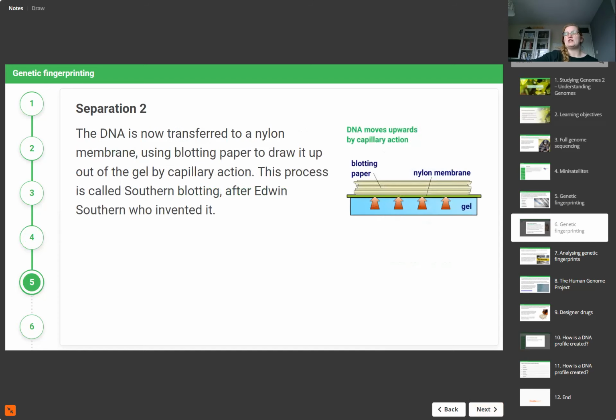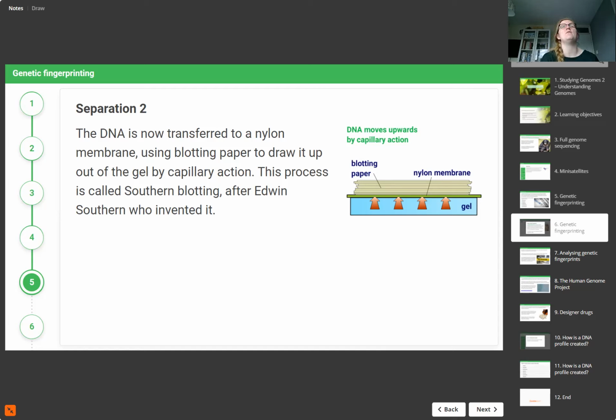We then need to actually view this. So the DNA gets transferred to a nylon membrane, and we use blotting paper to draw it up out of the gel by something called capillary action. This process is called Southern blotting after Edward Southern, who invented it, and it is really, really hard.